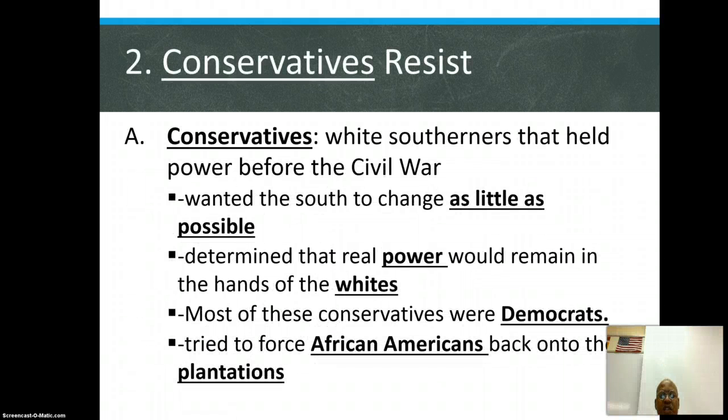Conservatives resist. Basically, the conservatives are Democrats who were against this move to allow African Americans to have freedoms under the 13th, 14th, and 15th Amendments. They wanted the South to change as little as possible. They were also determined to keep power in the hands of whites and move African Americans back to plantations. This idea of plantation work on free labor was important, so there were strategic things done. Yesterday, remember, we talked about the Black Codes that were instituted to get African Americans back onto plantations.